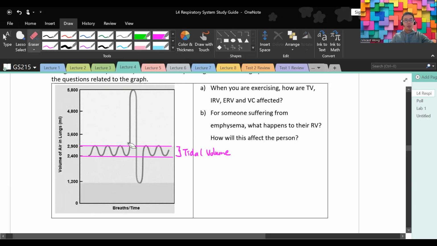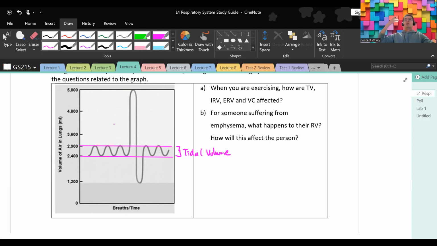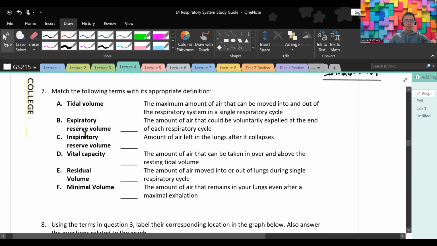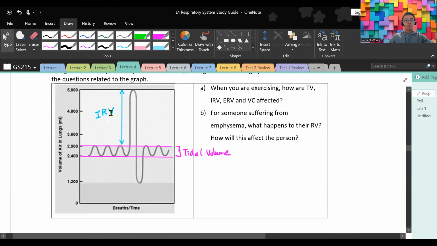At the end of your regular inhalation, if you continue to breathe in until you can't breathe in anymore, that extra bit of air that we breathe in is called the inspiratory reserve volume, or IRV. The full name is right here: inspiratory reserve volume.